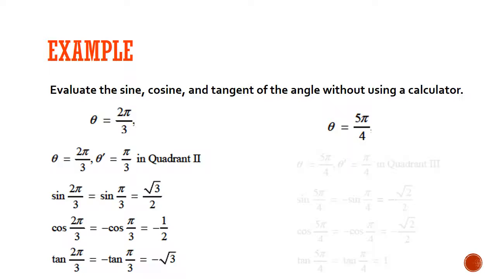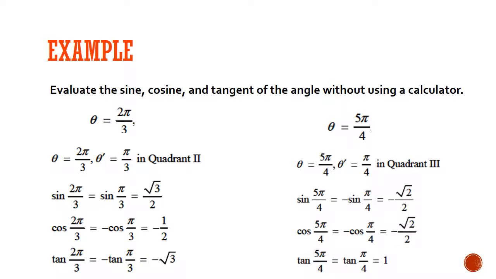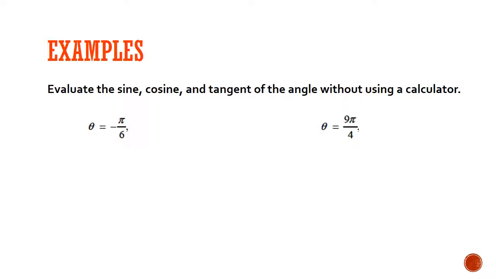For 5 pi over 4, our reference angle is pi over 4, which corresponds to a 45 degree angle. So using that reference triangle, you see here the solutions that we have. Again, this is going to be in quadrant 3, so make sure you put the appropriate sign on your answer. Okay, a little bit more of the same. Pause the recording, give it a try, and resume to check your answer.